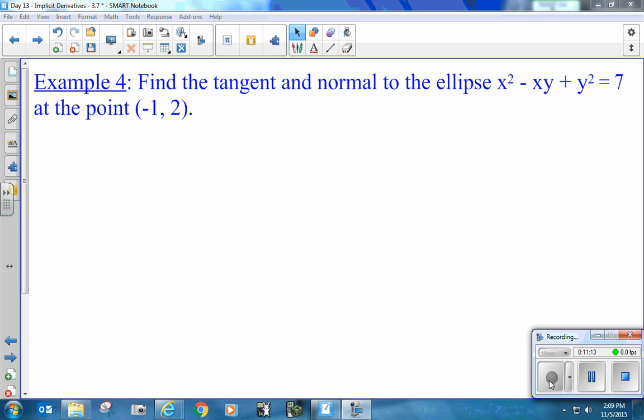I need to find the derivative at that point. Exactly. We need to find the derivative at this point, which means I have to take the implicit derivative of our equation. And once I do that, what do I do? Put it in the y minus y. Yeah, I put it in our equation of a line. That's exactly what we do.